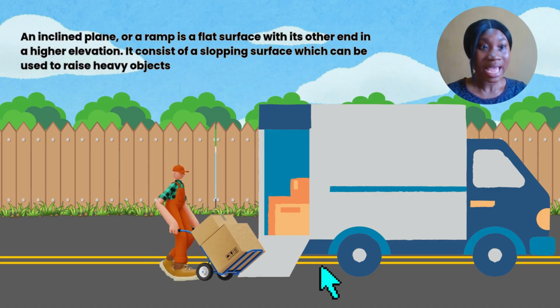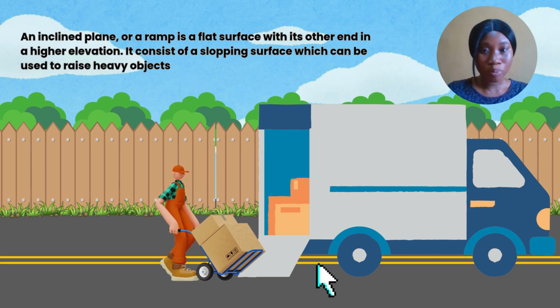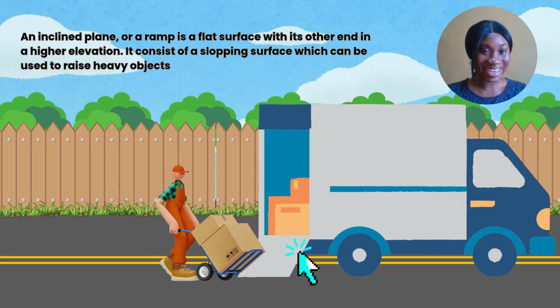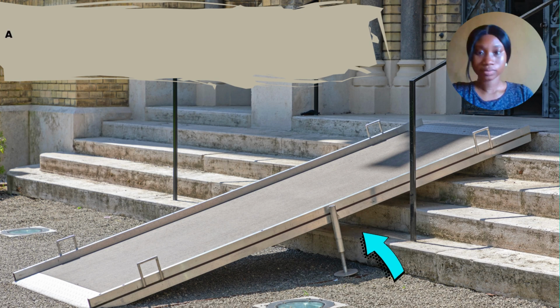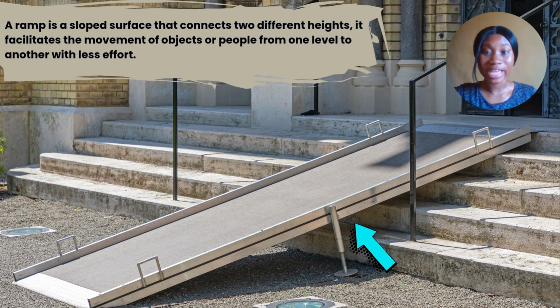So you can see this every day in trucks. It's kind of like a slide, like I've said. So they use it to push down or raise every object. So you push it up, you slide it down. So you can see that is an example of a simple machine. So this is like a real life actual example of a ramp.